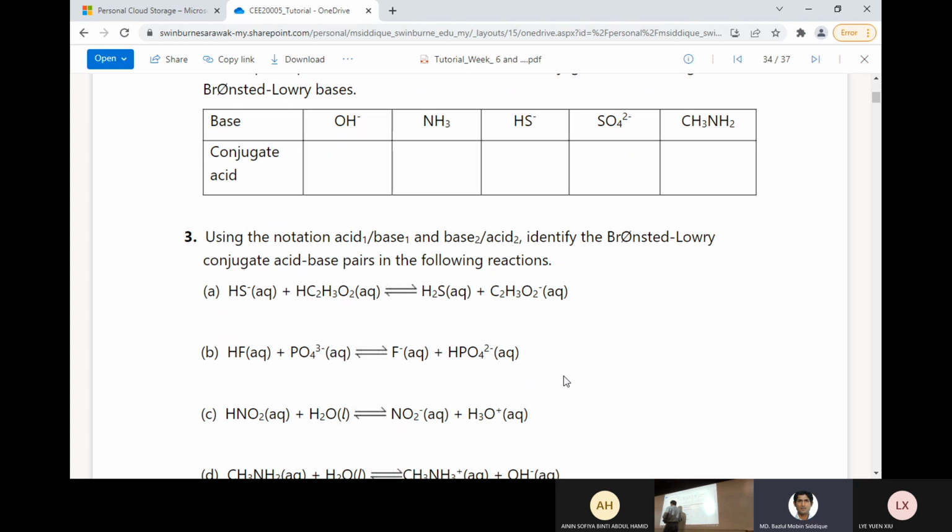Okay, ammonia. What is the conjugate acid for this ammonia? NH4, ammonium ion, as we saw just now. For the bisulfide ion, the conjugate acid is hydrogen sulfide, H2S. And from methylamine, it will be CH3NH3 plus.